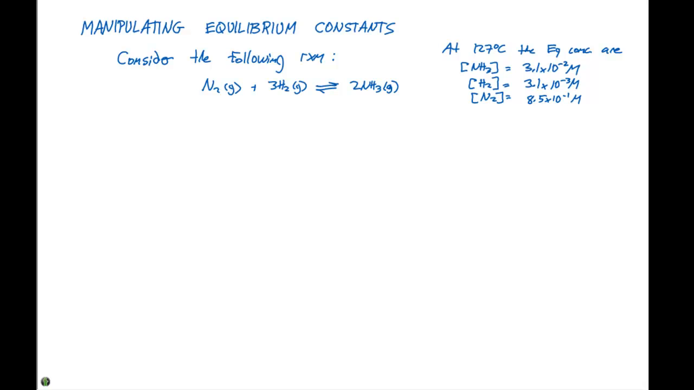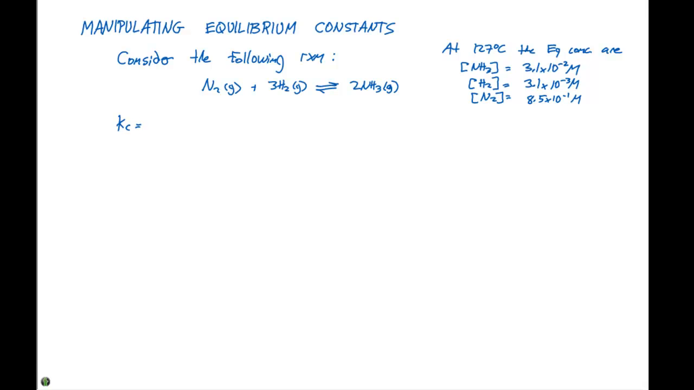And at 127 degrees Celsius, the equilibrium concentrations are 3.1 times 10 to the minus 2 for NH3, 3.1 times 10 to the minus 3 for hydrogen, and 8.5 times 10 to the minus 1 for the nitrogen. So first we're going to calculate Kc.